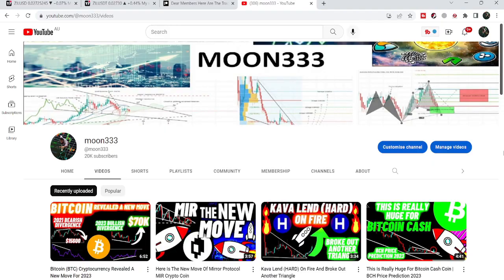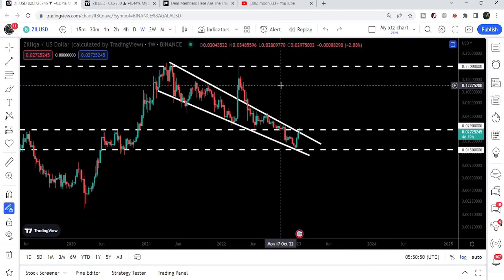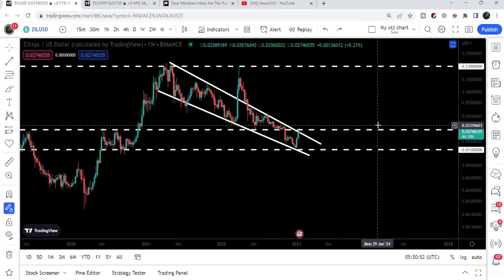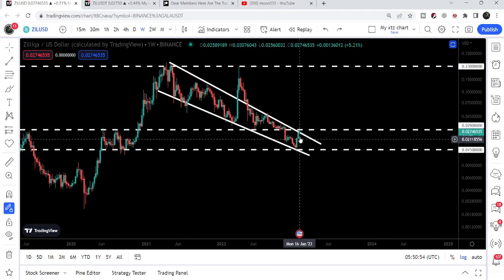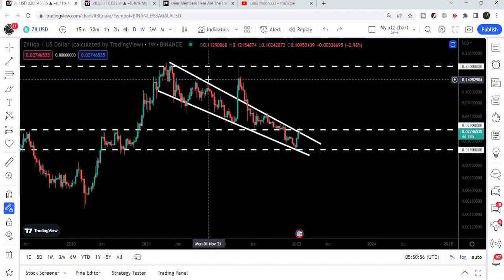Hope you're well and welcome to the new update on Zilliqa coin. In my previous video, I was showing you how Zilliqa is about to break a very big falling wedge pattern, and right now you can see that it is breaking out of this wedge. And in today's video, we will take a look at this move.